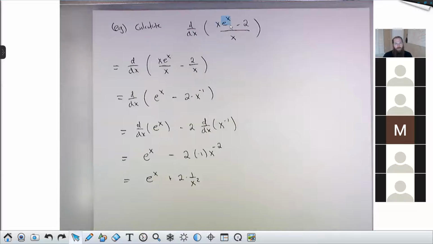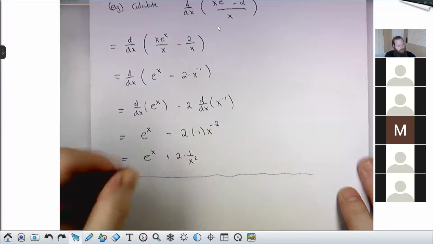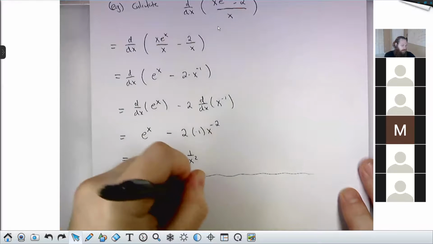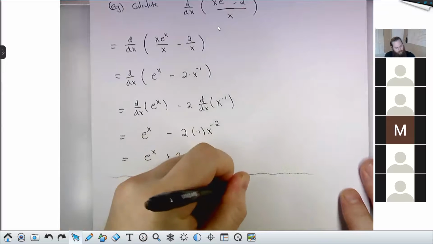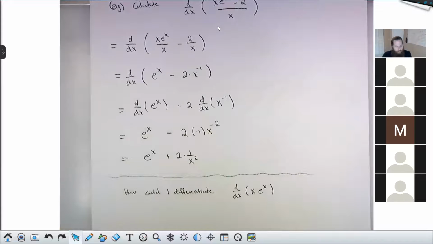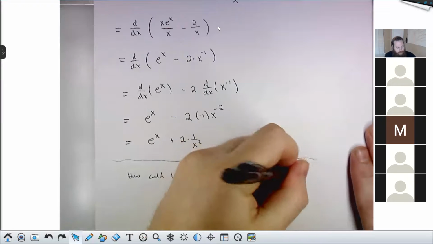I cannot differentiate this and this separately. That doesn't work because they're being multiplied. In fact, what I'd like to get at next here is this big question. How could I differentiate something like d dx of x e to the x on its own? If I don't have an x to cancel, what can I do with that piece? Could you not do anything? Well, that's sort of the question, yeah.